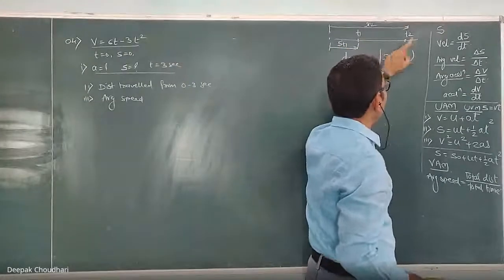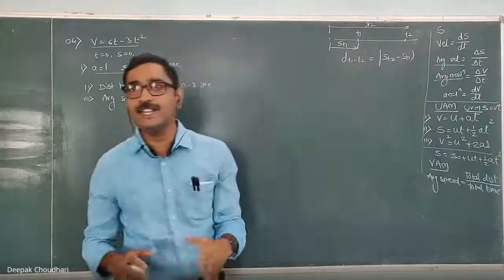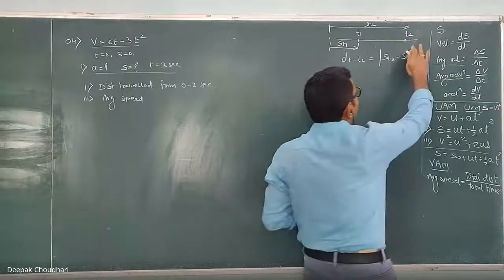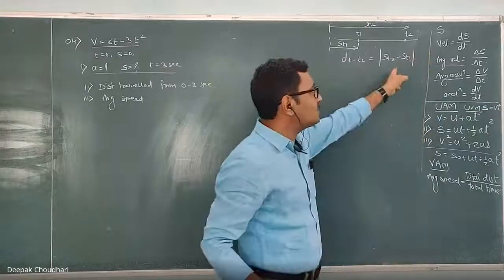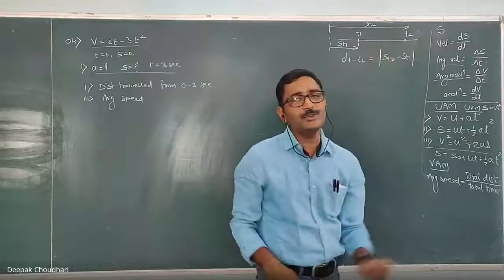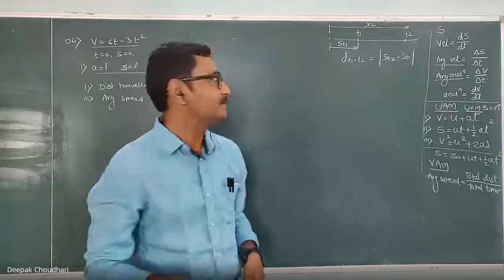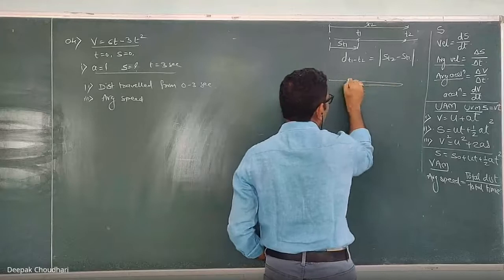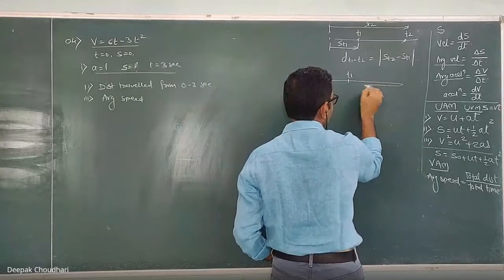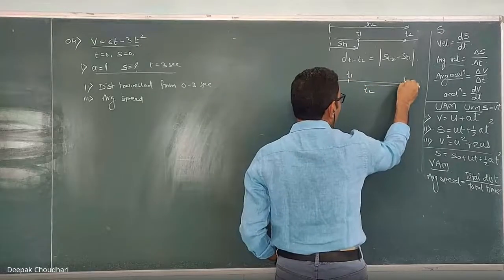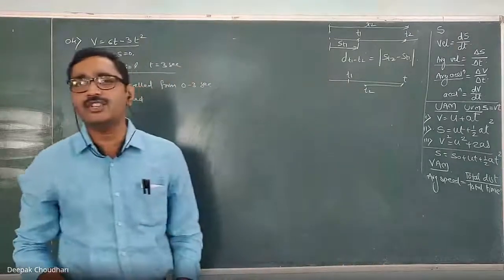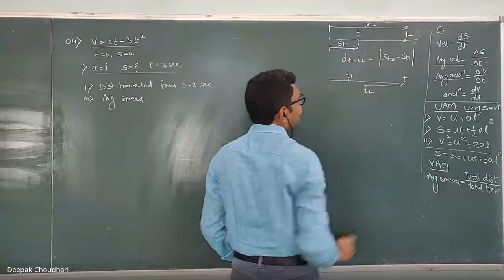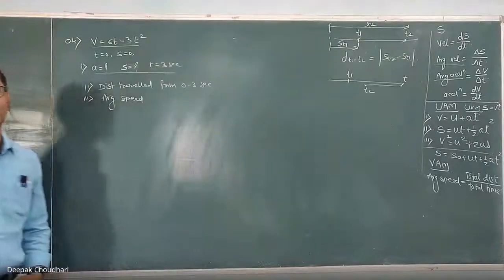So distance traveled by the particle from T1 to T2 equal to S at T2 minus S at T1 in mod, because it is the distance traveled. But remember, you can use this formula only if from T1 to T2 the particle is moving in the same direction. If in between T1 and T2, at time T, the particle reverses the direction of motion, means this time T falls in this interval, then this formula cannot be used.